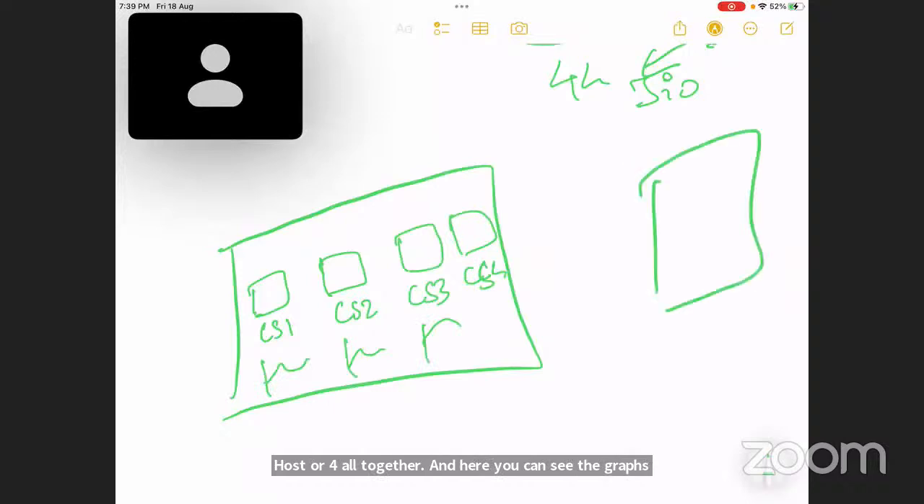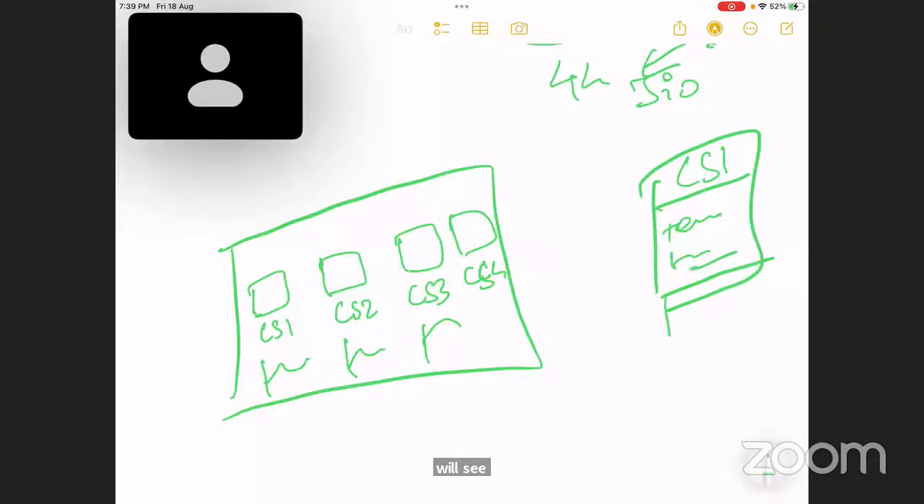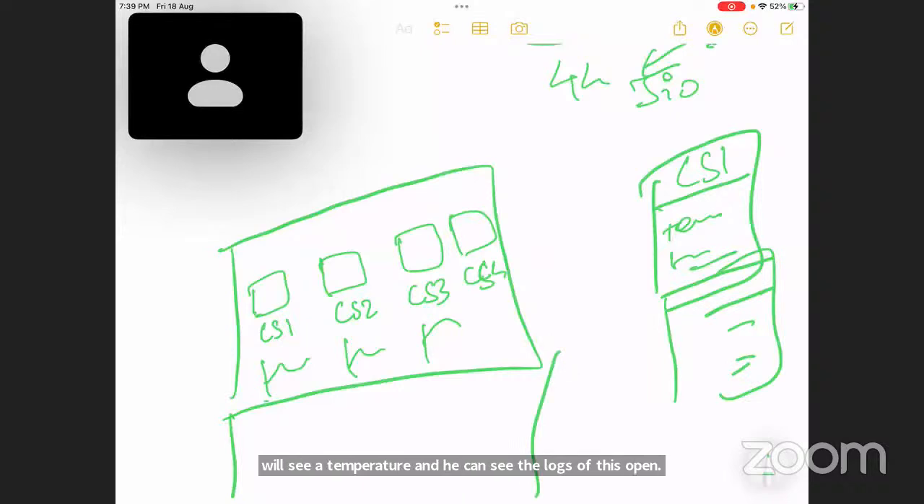Now the app is only for cold store 1. This will be for the supervisor on the cold store. He will see temperature and humidity continuously, and he will see the logs of this only. He will be able to see logs of all together in a dashboard. Okay, so different people will have different access to the data.